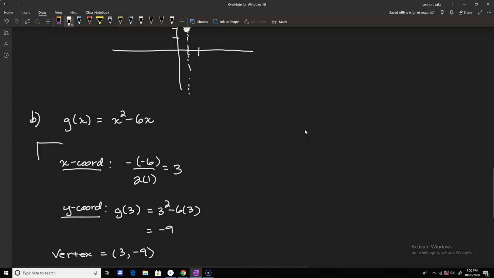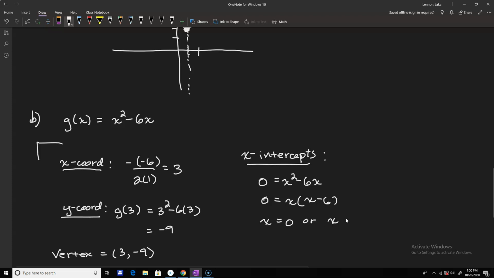And to figure out the intercepts, again, for the x-intercepts, we need to set g of x equal to 0. So in this case, we go 0 equals x squared minus 6x. And then this one does in fact factor, which makes things a bit easier. So we get 0 equals x times x minus 6. So x equals 0 or x equals 6. So those are our two x-intercepts.